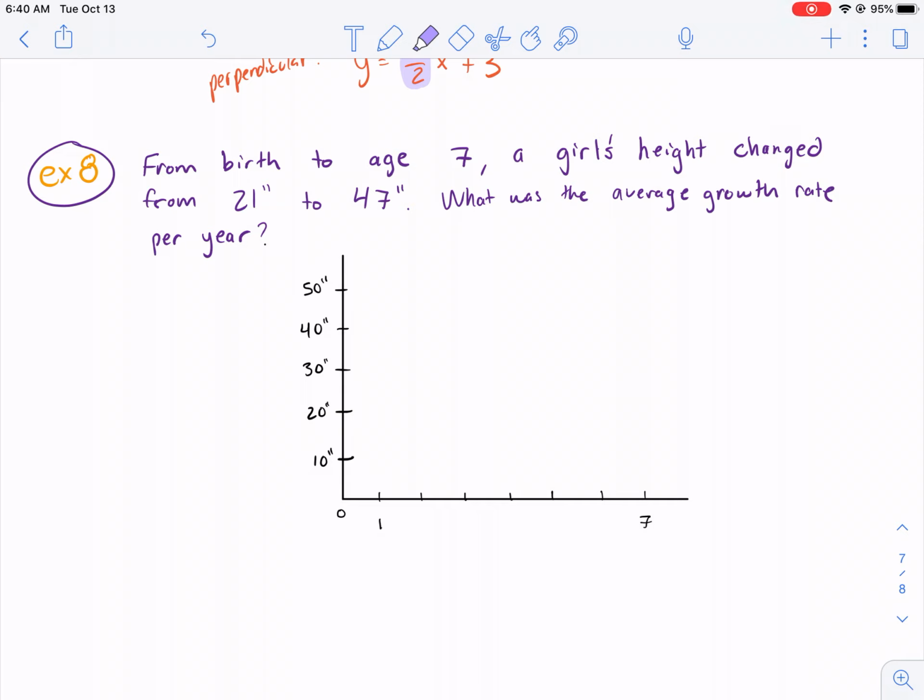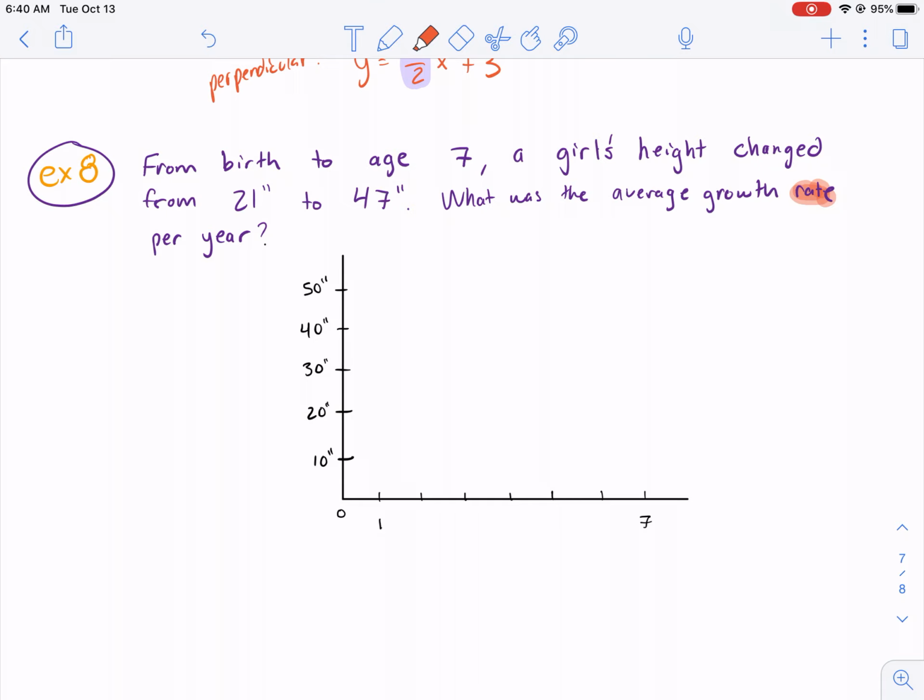From birth to age 7, a girl's height changed from 21 inches to 47 inches. What was the average growth rate per year? Okay, so we're kind of changing gears here. We're talking about rates at this point. So this is a good thing to know.